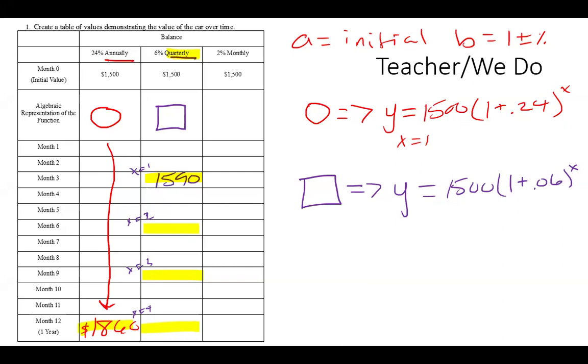Remember, it's only the two. You're looking at the 1, the 2, the 3, and the 4 because that's it being compounded. So when x equals 2, what is my value?